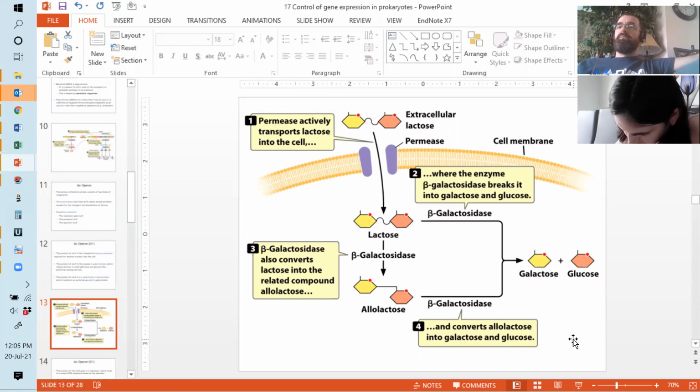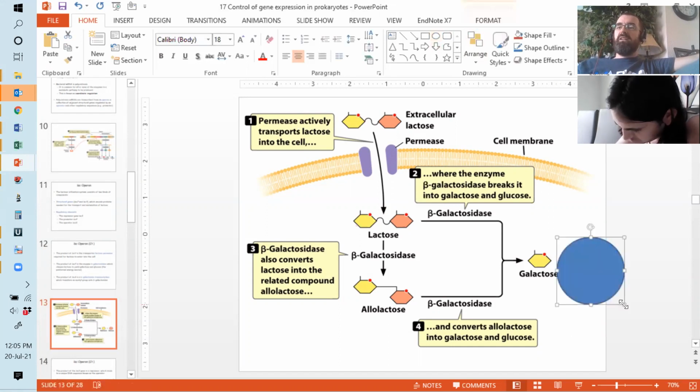And so the thing bacteria love is, let's just make this, glucose.